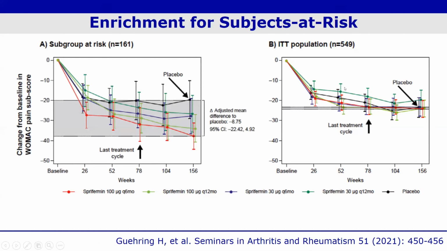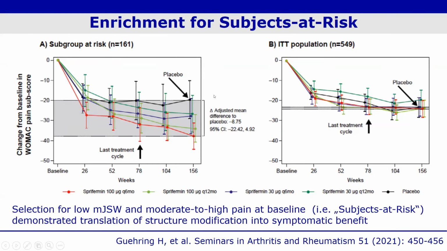But when looking at an enriched sample, of course, this is post hoc now, which is called the subjects at risk, which are those that have a certain threshold of pain and a certain minimal joint space width, you can see that structure modification translated into symptomatic benefit. But again, of course, this is a retrospective analysis, so to be interpreted with caution.